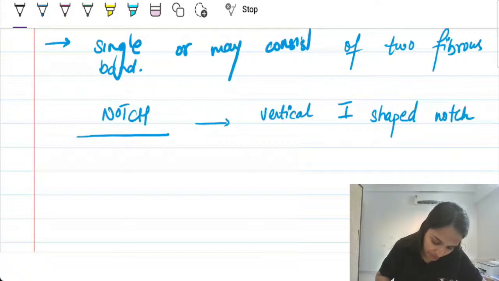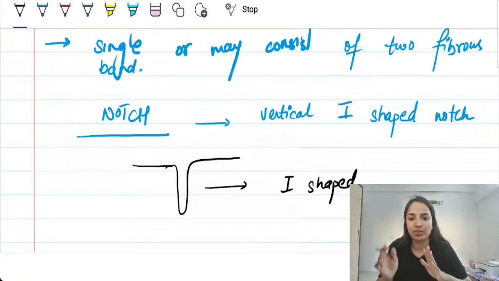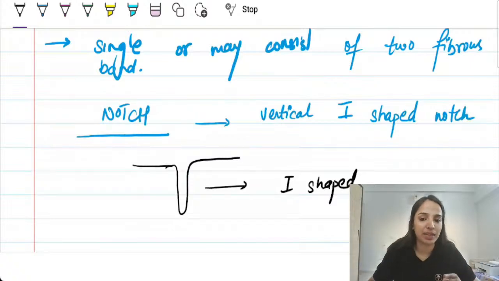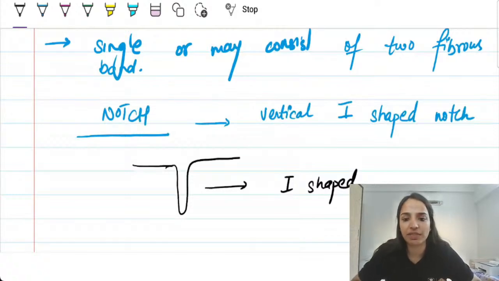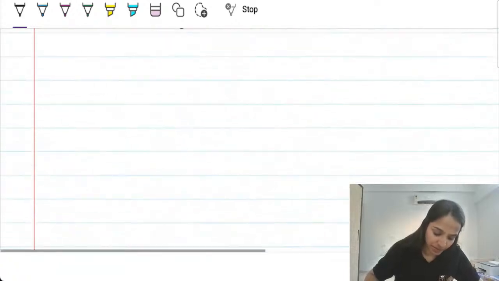So in a denture, you can give an I-shaped notch like this, because there is no muscular attachment. So there is no right and left movement happening. There will be just vertical movement of the upper lip. So you can just give a relief of an I-shaped notch for your labial frenum.